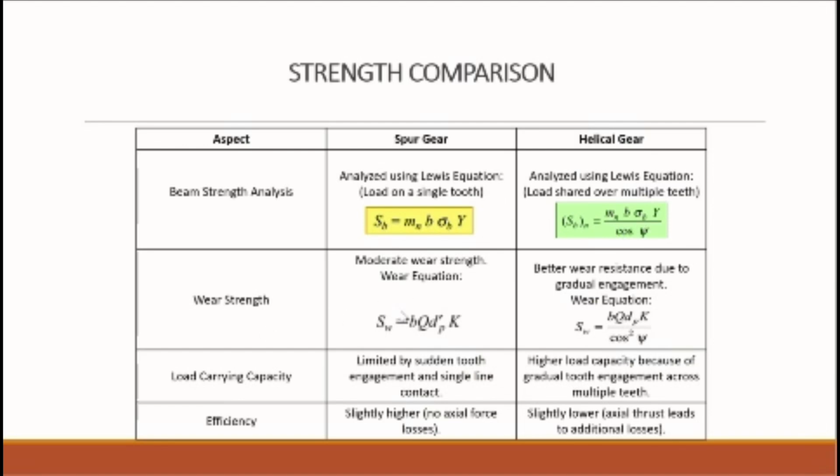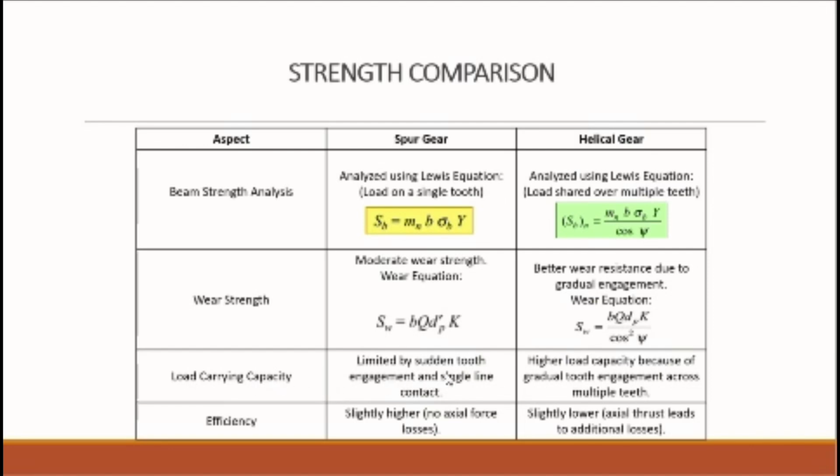Similarly, the wear strength depends on four factors: face width, the ratio factor, the pitch circle diameter, and the Brinell hardness number, which is K. And similarly, in a helical gear, the cos square xi angle is added to the equation, which is to factor in the helical angle of the gear tooth.